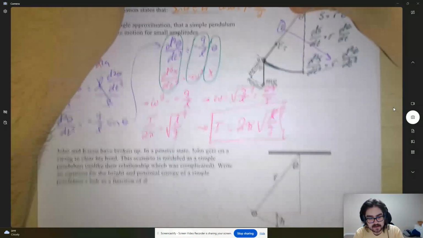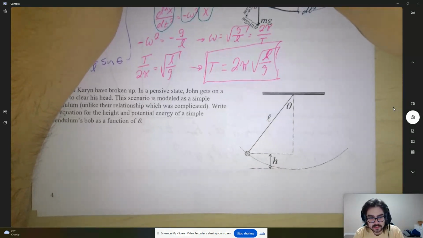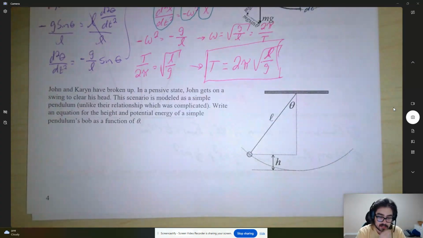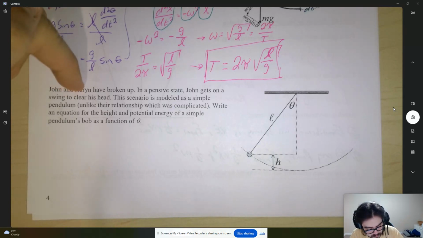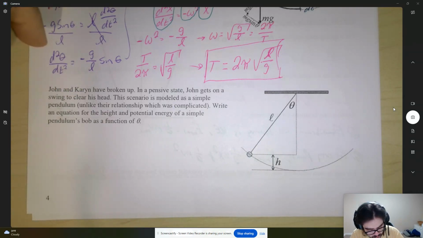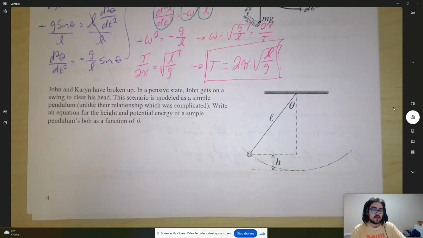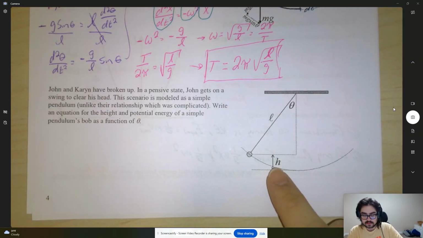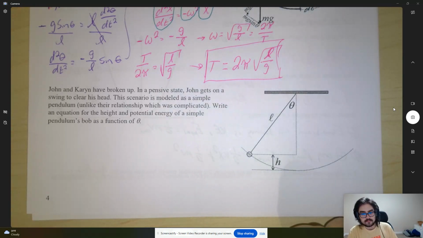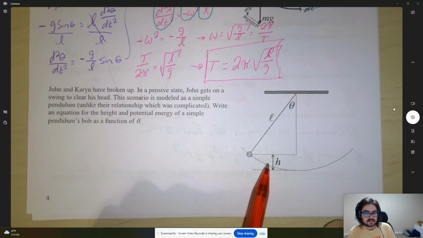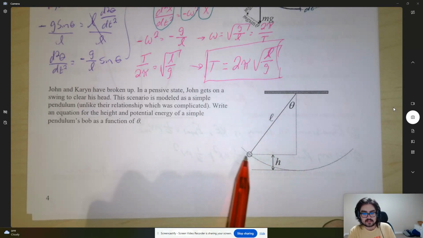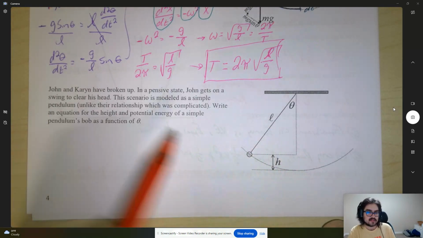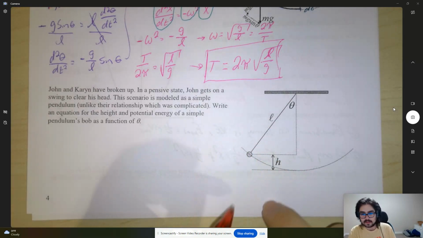The next part here is about a pendulum, and the problem text is kind of funny, but it says: for a simple pendulum, write an equation for the height and potential energy of the pendulum's bob as a function of theta. Notice that I'm looking for this lowercase h right here. Well, you might say the height difference here is just L. No, it's not L.